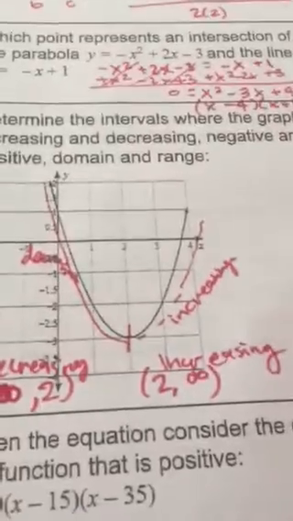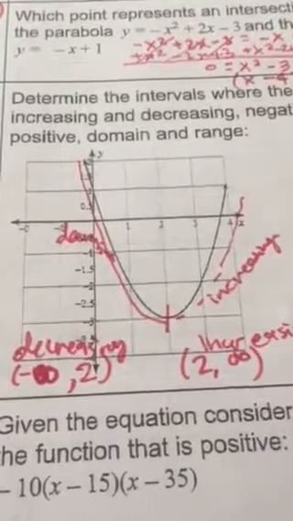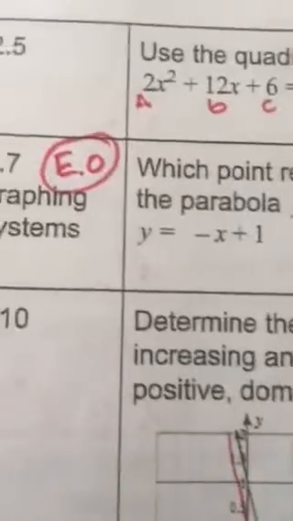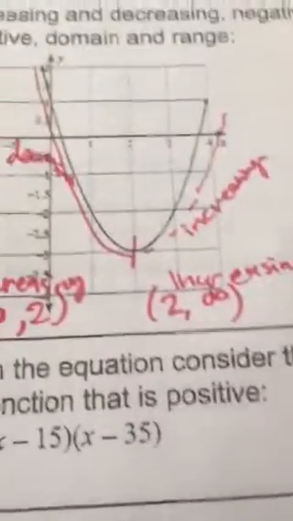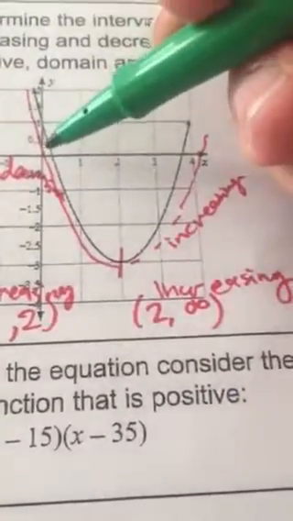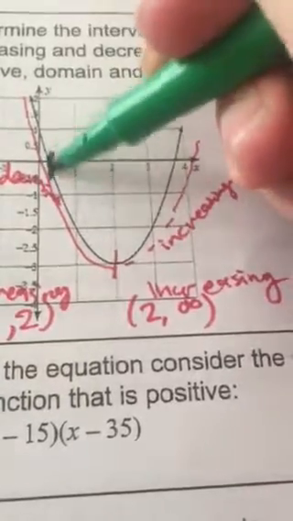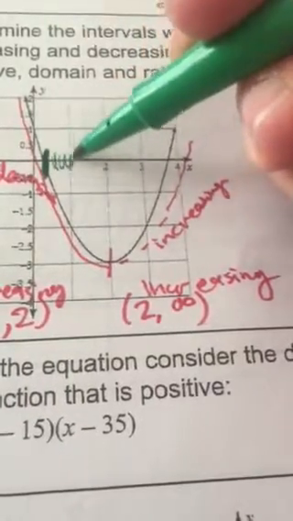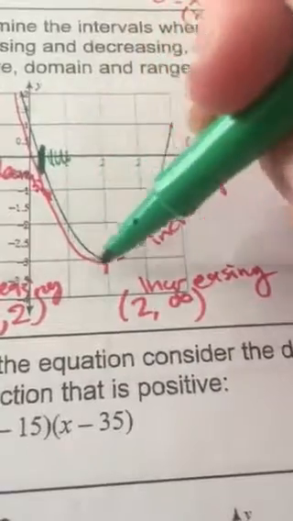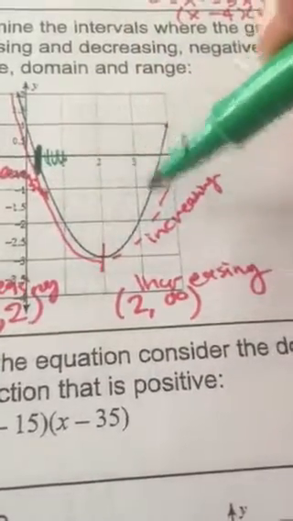When I want negative and positive, this one's going to look a little different. So negative means it's below the x-axis, so anything below. So from this point all the way down, all of these are negative because they're below the x-axis.